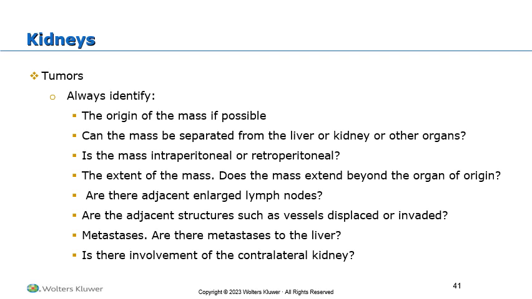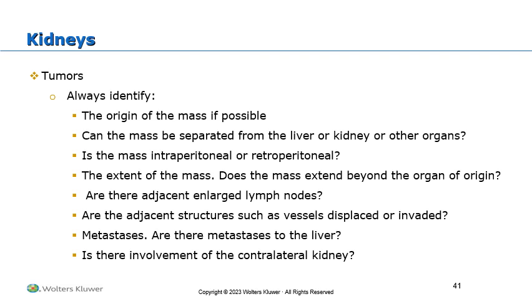We also have to ask ourselves, can we separate it from the liver or kidney or other organs, or is it involving multiple organs? We can ask ourselves if the mass is intra or retroperitoneal, and that's going to help us determine which organ it's associated with. We need to find the extent of the mass and see if it extends beyond the organ of origin, and look for any enlarged lymph nodes nearby, because that would indicate that it is spreading.